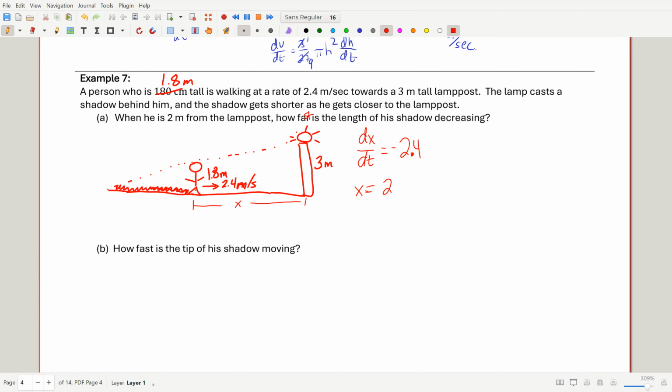What do we need to figure out? Yeah, the length of the shadow, right? Or not so much the length of the shadow, but its rate, right? But yeah, so we need to label the length of the shadow, so we can label the length of the shadow y. And our goal here is to figure out dy dt. All right.